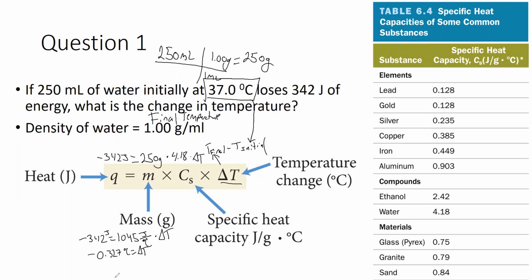So if I was asking for a final temperature, it would just be 37 minus 0.327, which would be 36.67 or 36.7. So that's our final temperature. But this question was only asking for delta T. So that is delta T. The change in temperature is negative 0.327 centigrade or Celsius. All right.